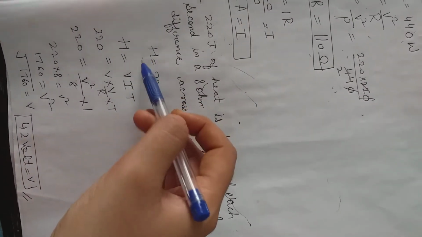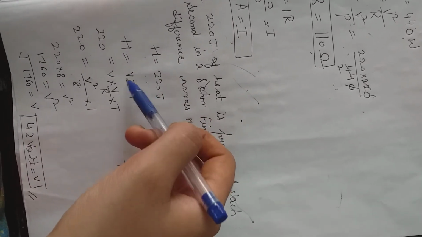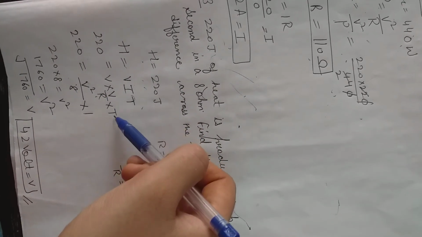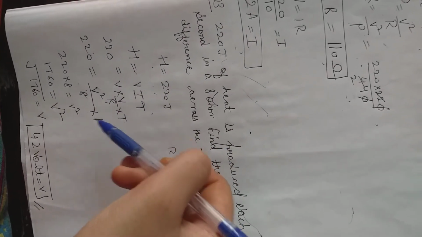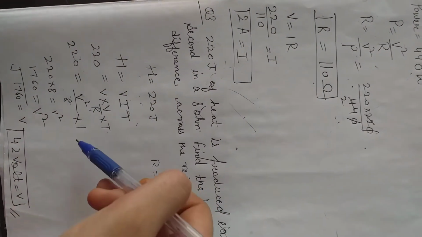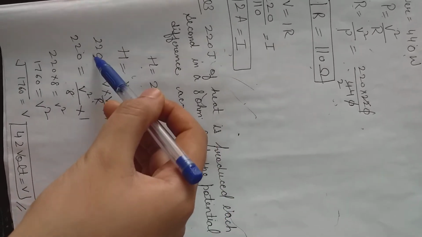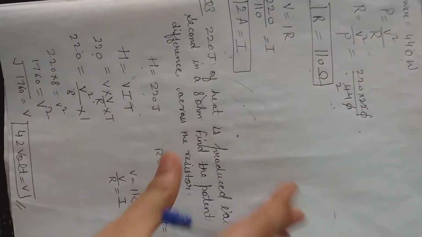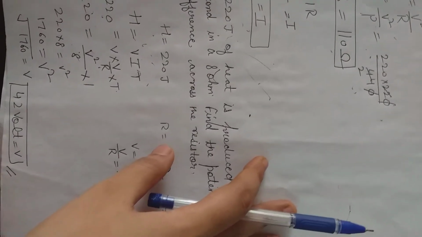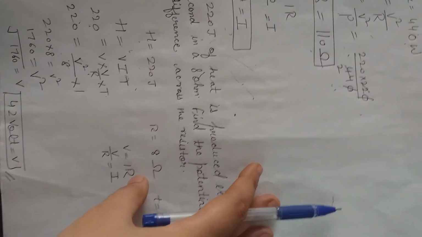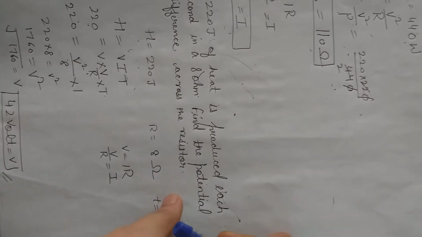So according to H is equal to VIT, put the value of I as V upon R into T. 220 is equal to V square upon 8 into 1. The value of the resistance is 8, the value of time is 1. The value of heat is 220 joule. So the value of voltage will come out 42 volt. Okay, please see the solution.